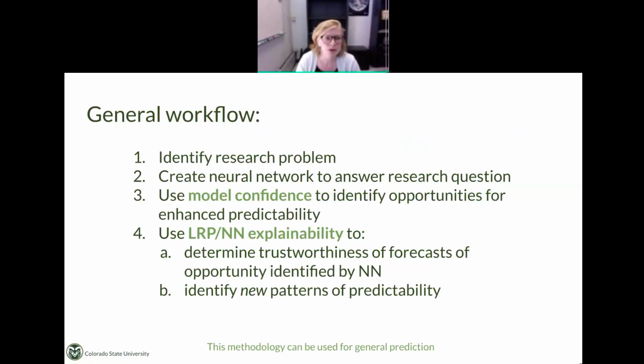I'd also like to give a general workflow for this process so you can apply it to your own work. This doesn't just have to be applied to subseasonal prediction, though this may be exactly what you're interested in. You can identify a research problem to address specifically related to prediction. You can create a neural network to answer this research question. Then you can use model confidence to identify opportunities for enhanced predictability, and then use LRP or neural network explainability techniques to determine the trustworthiness of your forecast of opportunity that was identified by the neural network. But you can also use it to identify new patterns of predictability.